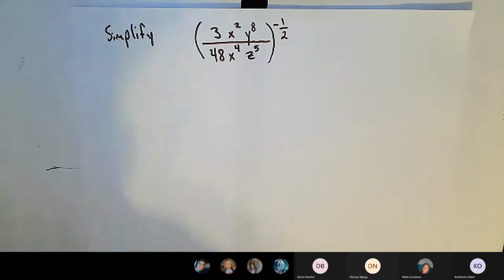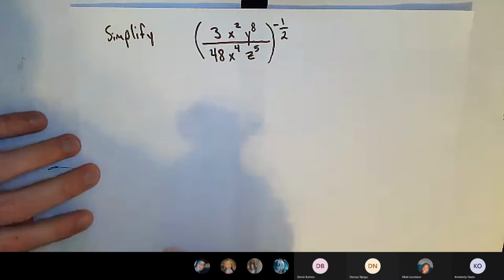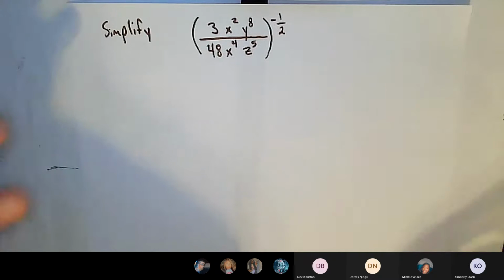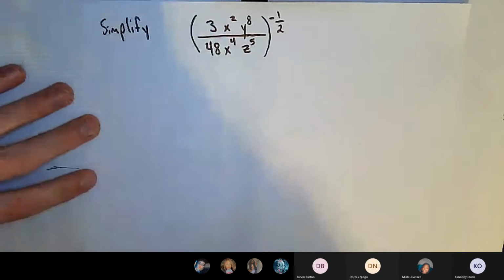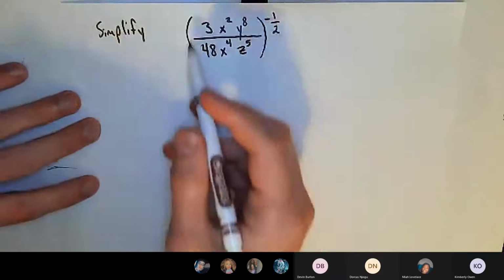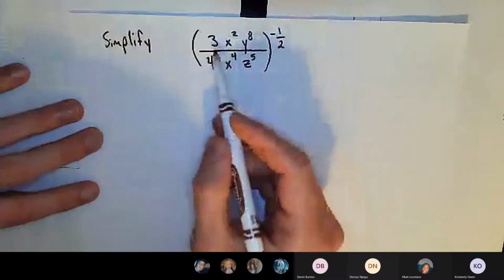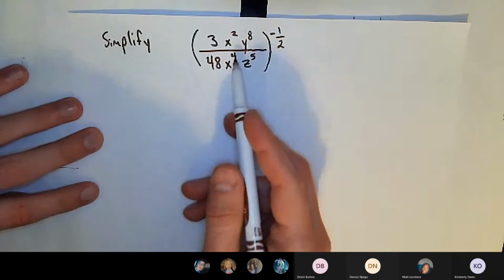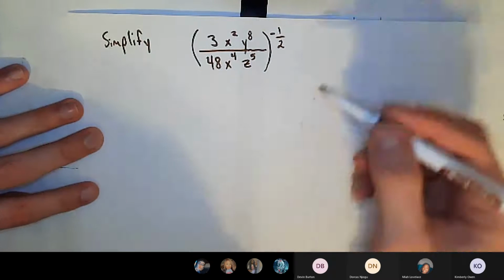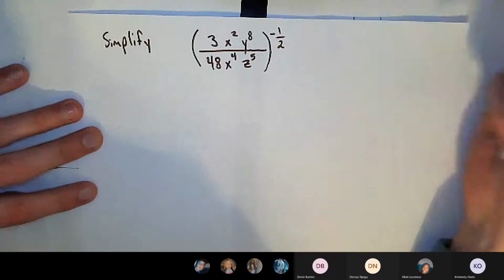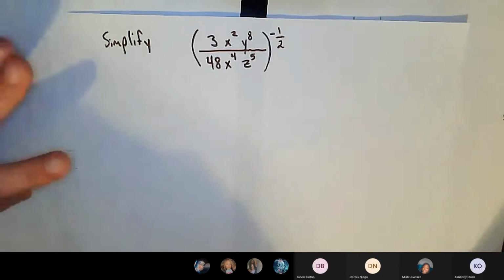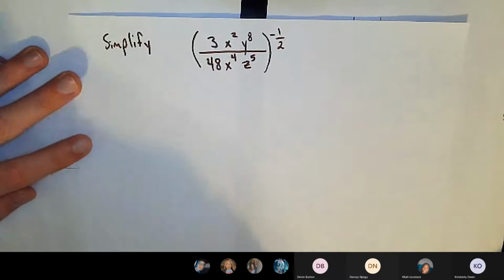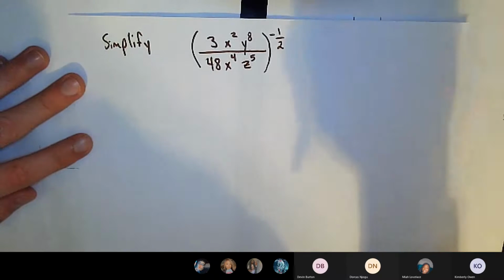So this problem is not going to be relevant for what we're covering today. It's just a quick review of section 0.4 or section P4. Okay, so we want to simplify this thing. This is 3x squared, y to the 8th, all over 48, x to the 4th, z to the 5th, all raised to the -1/2.